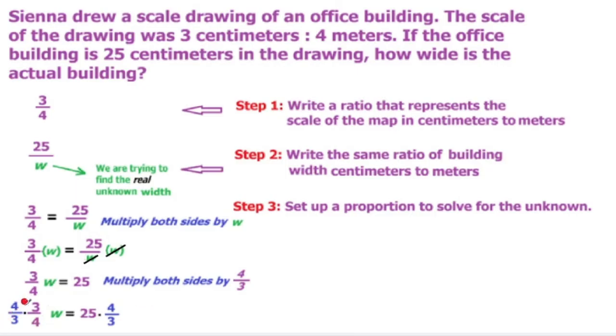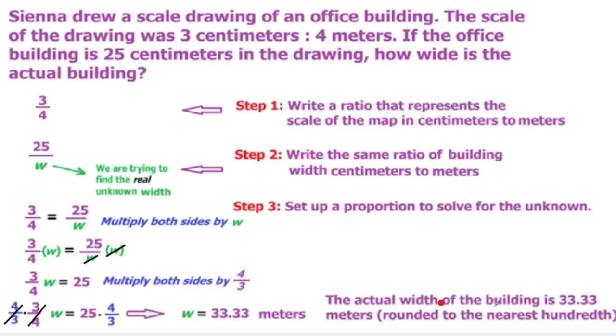So now you can see these two cancel out, and then we would be left with just W on this side. These cancel, we're left with W on this side. So you just multiply this out, and you get W equals 33.33 meters. So the actual width of the building is 33.33 meters rounded to the nearest hundredth. Okay, so we rounded to the nearest hundredth. So this number would go on forever if we didn't do the rounding. And that's it. That's all there is to that problem.